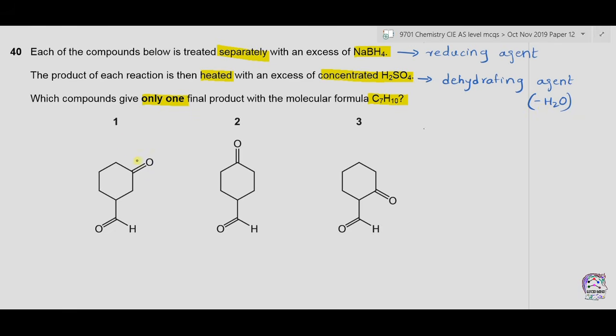Let's look into the options. In option 1 we have a carbonyl carbon which has two carbons directly attached, so it is a ketone. Second is a carbonyl carbon with hydrogen attached, so this is an aldehyde.